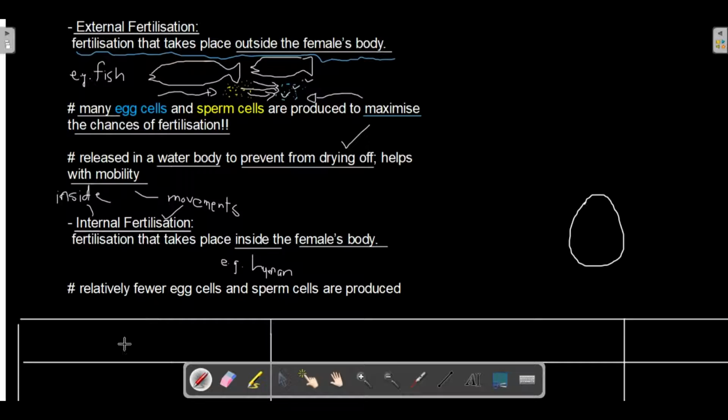Because this is occurring inside the female's body, relatively fewer egg cells and sperm cells are produced. Inside the female's body you will not have water currents, you will not have predators, so it's pretty much protected from the outside environment. Hence they do not have to produce a lot of gametes in order to increase the chances of fertilization like the fish do.